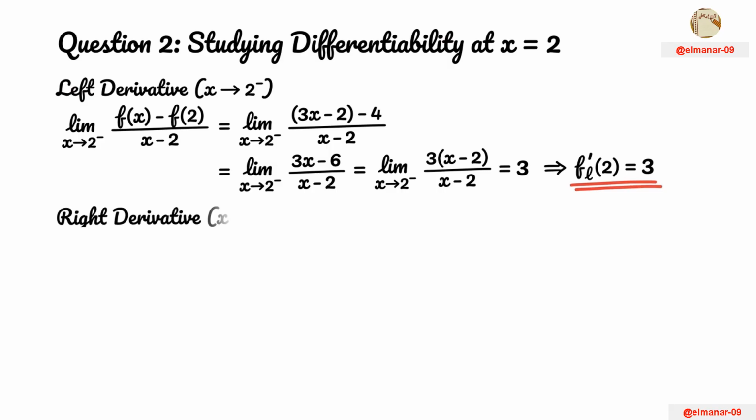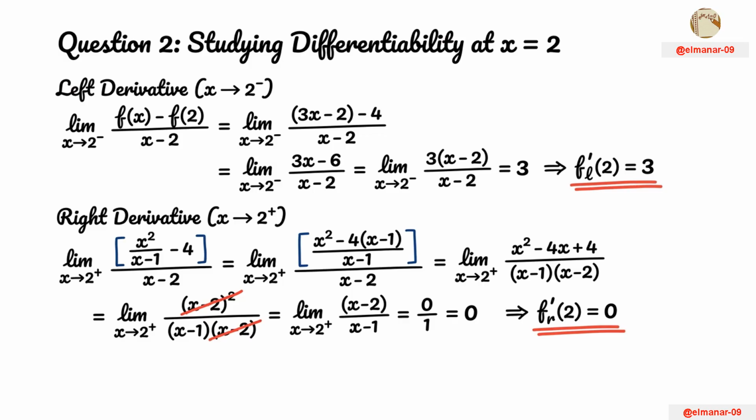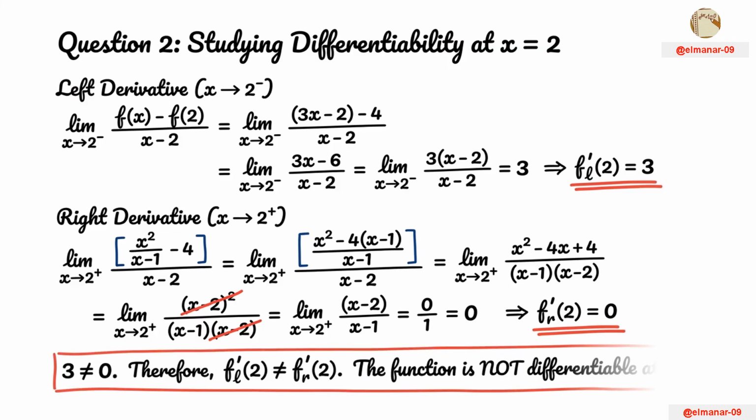For the right derivative, we use the rational part. The algebra is a bit trickier here, but after finding a common denominator and simplifying, we get the limit of x minus 2 divided by x minus 1. Plugging in x equals 2 gives 0 divided by 1, which is 0. So f prime right of 2 equals 0. Look at that. 3 is definitely not equal to 0. Therefore, the function is not differentiable at x equals 2. It's connected, but there's a problem with the slope. Let's see what that looks like on a graph.